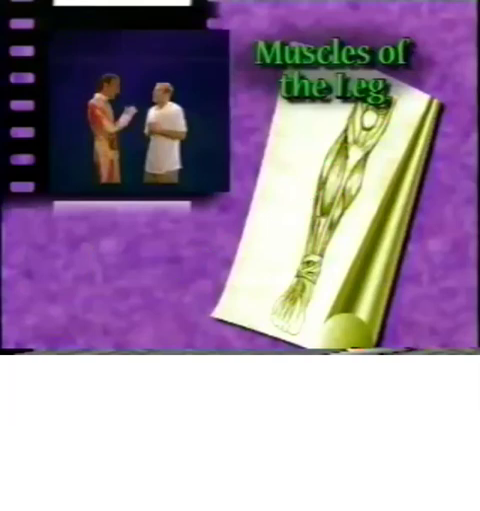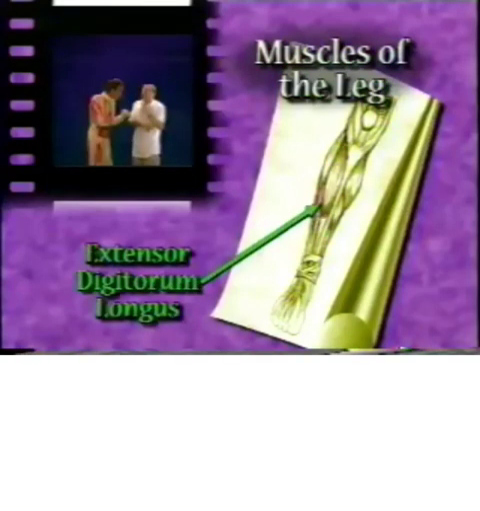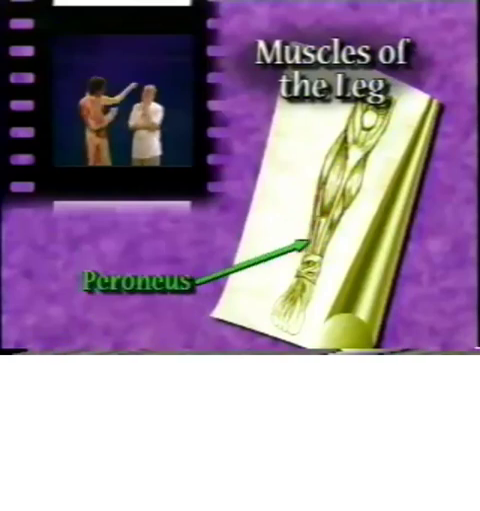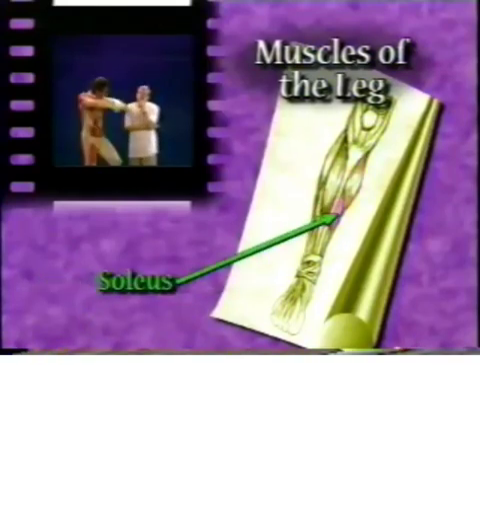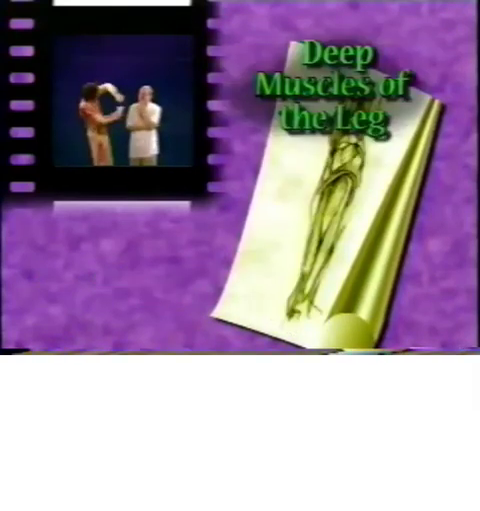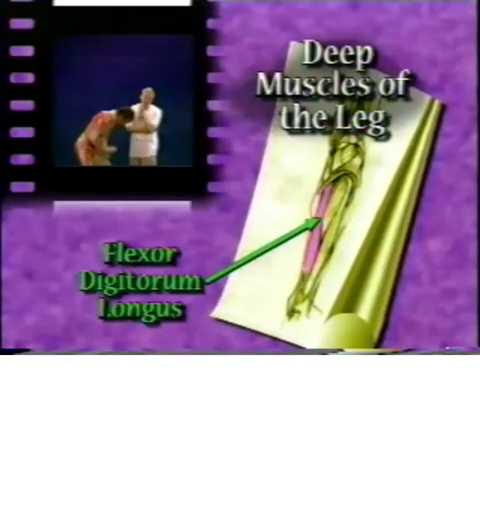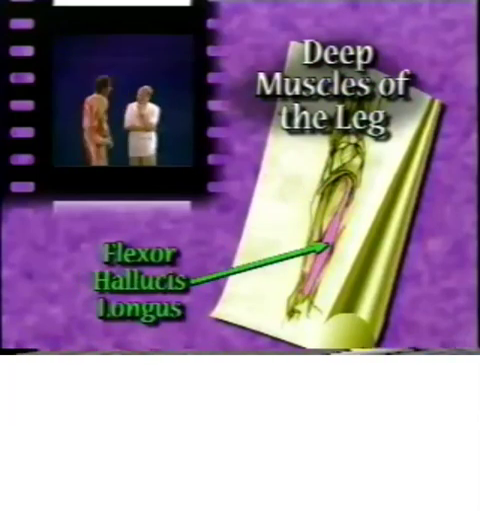That's it. The muscles of the leg include the tibialis anterior, the extensor digitorum longus, the peroneus, the gastrocnemius, and the soleus. Also included are the deep muscles of the leg. These are the flexor digitorum longus, the popliteus, the flexor hallucis longus, and the tibialis posterior.